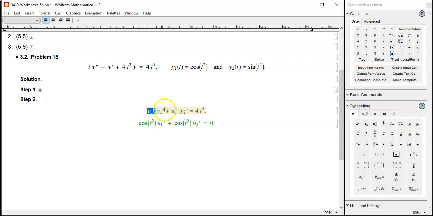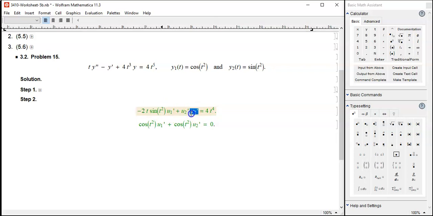u1 prime, that's good, but what is y1 prime? This is y1, so I have to calculate its derivative. What is the derivative of cosine? It is negative sine, isn't it? Negative sine of t squared. And then by the chain rule, we have to multiply the derivative of the inside. What is the derivative of t squared? It is 2t. And times u1 prime. And okay, that part is done.